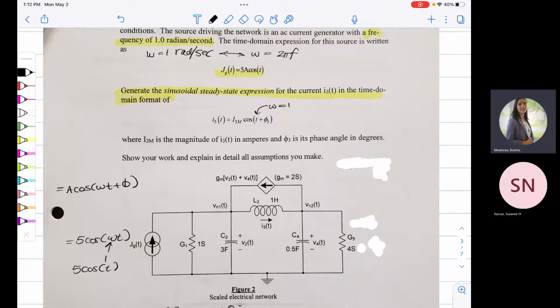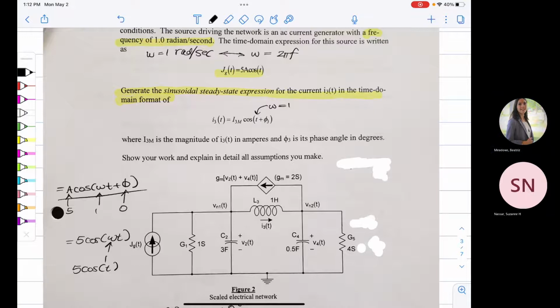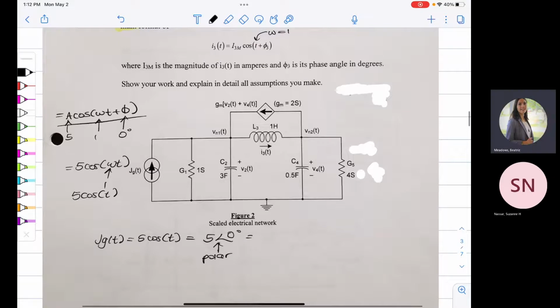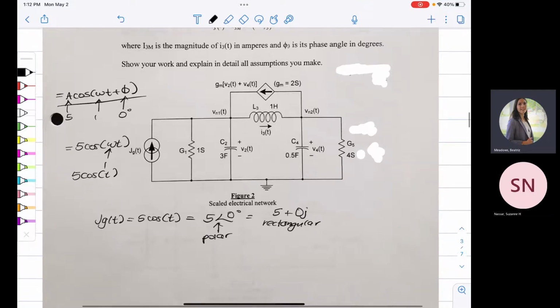So that's typically the format of a phasor. So in this case, our amplitude is 5, our omega is 1, and our phase angle is 0. So that's where we got all our values. I typically just leave it in polar, but you can convert it to rectangular if you want. 5 plus 0j. It's just 5. If you're in a math class, they'll put it as 0i, but in EE, i is reserved for current, so this is 0j.